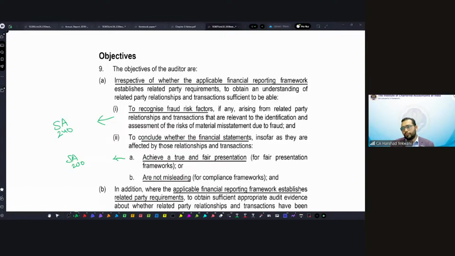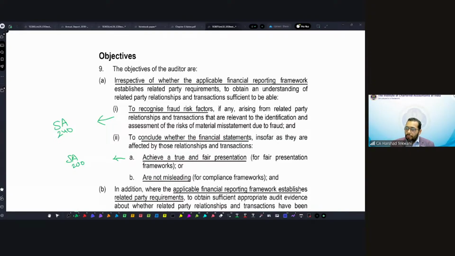And the CARO also is there. CARO is for reporting, basically. It is not the applicable financial reporting framework for the company. It is for the auditor to report additional items. Yes, sir. This is on the reporting perspective of the auditor. Yes.